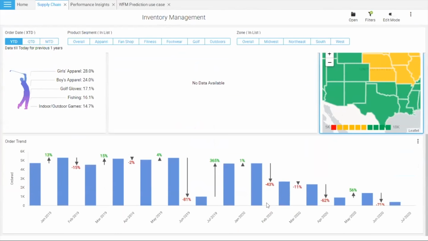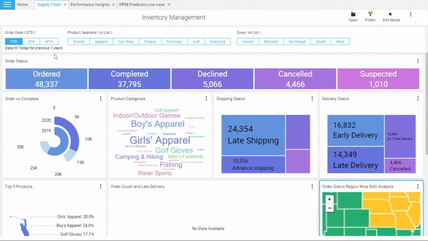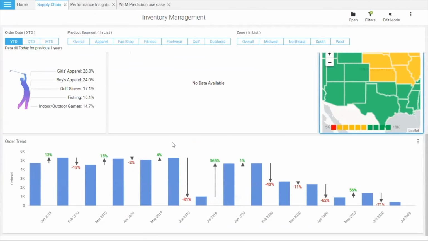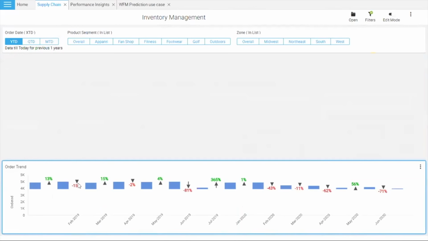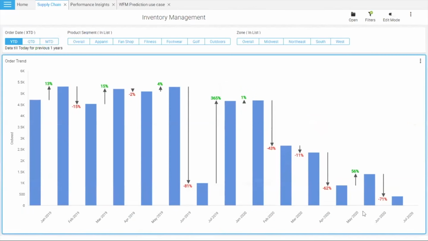And the entire data available would actually give you that view. Now, let me just quickly go ahead and give you the understanding of the order trend here. In the order trend here, you see that in the year 2019 and 2020, there are certain highs and lows. So the graph can actually give the understanding to a business user as to how the orders have been trending compared to the previous month.